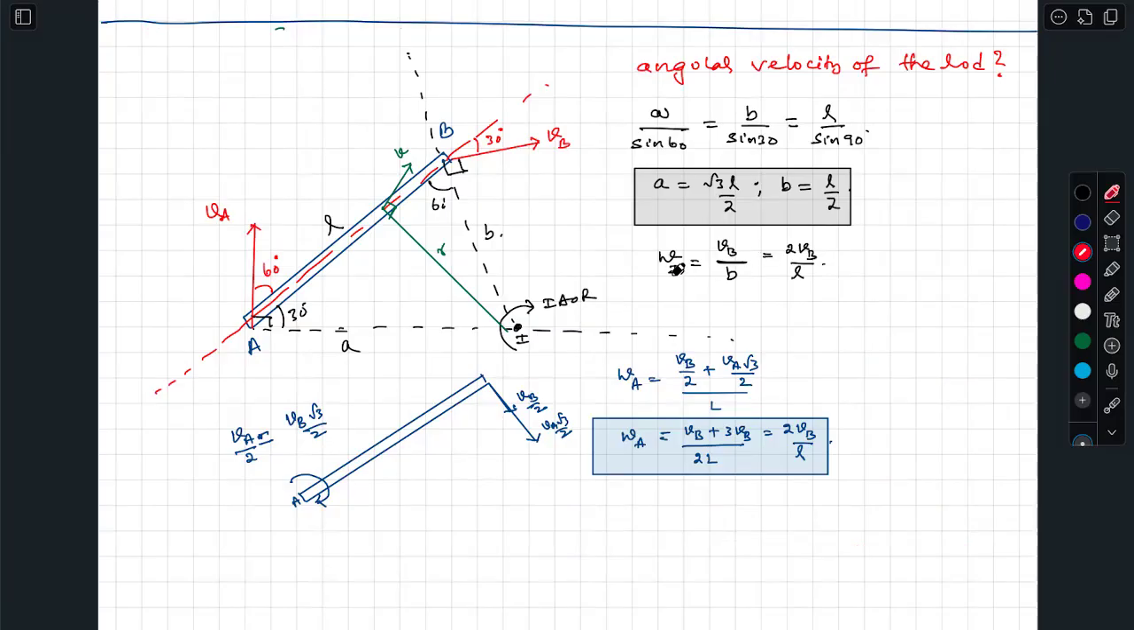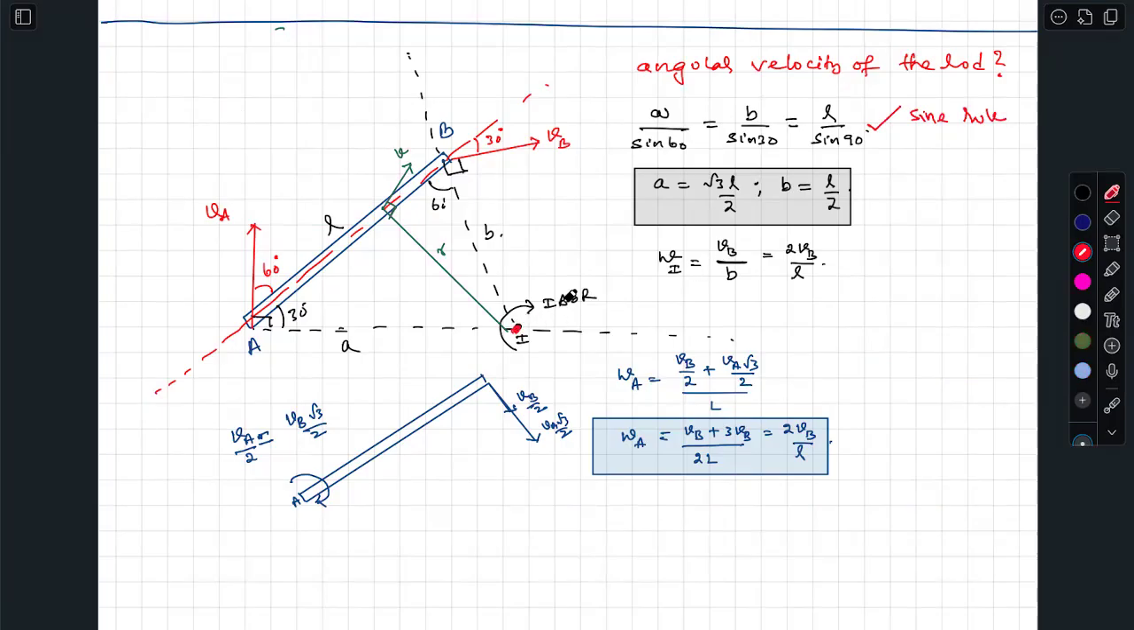Good question. I can do it in two different ways. This is basically a triangle, and I have the sine rule. Agreed? You know the sine rule. So A by sine 60, B by sine 30, L by sine 90. So I have the relation for A as well as B.